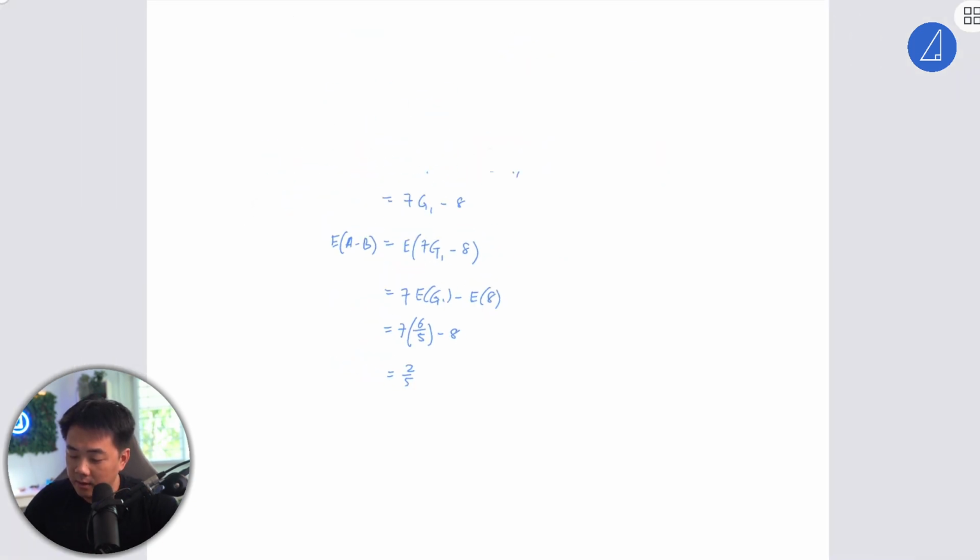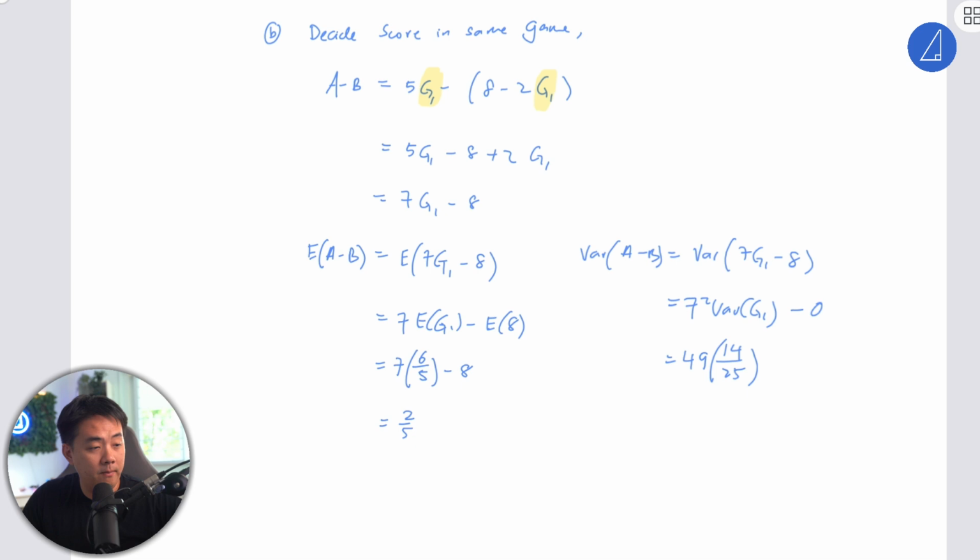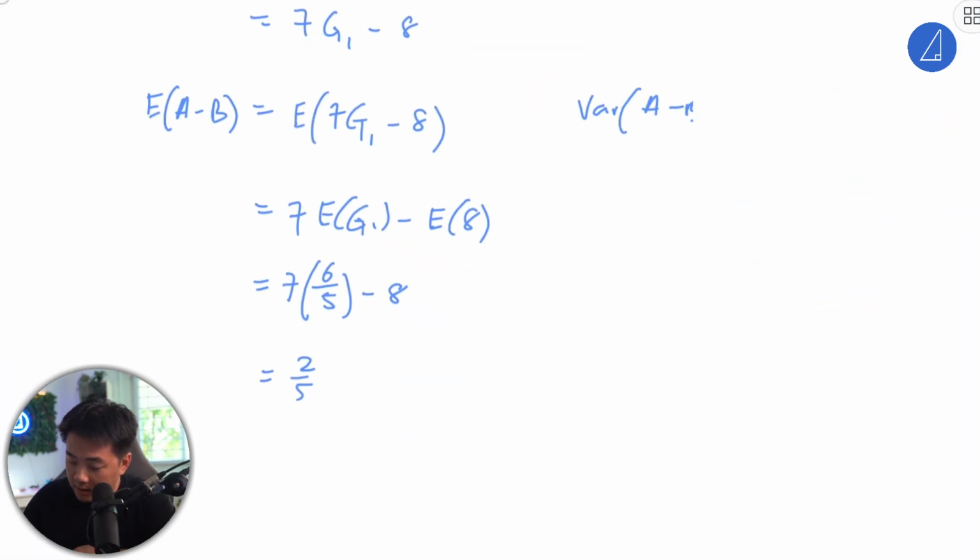Okay, the variance of A minus B would then be the variance of 7G1 minus 8. That will be 7 squared variance G1 minus 0. Okay, so there you go. 49 multiplied by 14 over 25. That will give us 686 over 25.